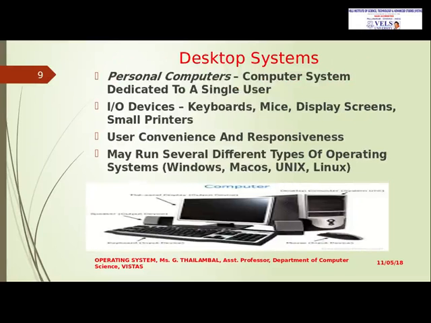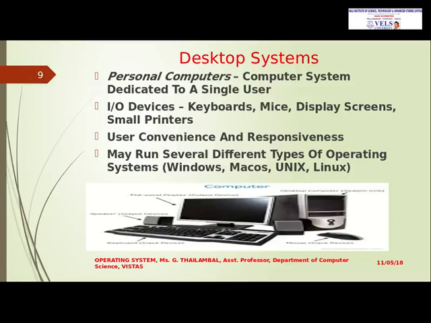And this is the desktop system. The next type is the desktop system. We are all using desktop systems, otherwise called personal computers. Every home has a personal computer nowadays. Even though it is a personal computer, used by a single user, it also needs I/O devices like keyboards, mouse, display screens and printers. We can attach all these things and do all our work. The main advantages of using a desktop system are user convenience and responsiveness.